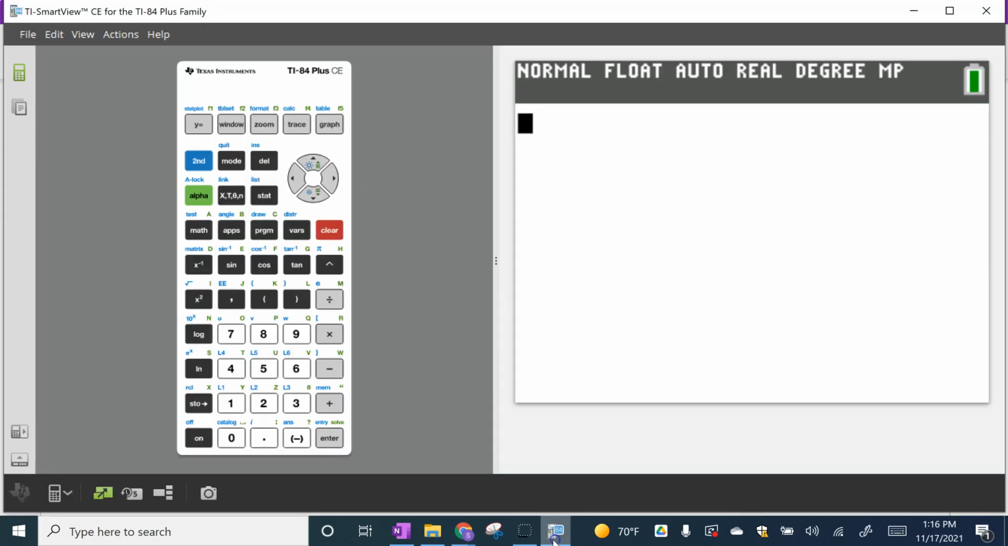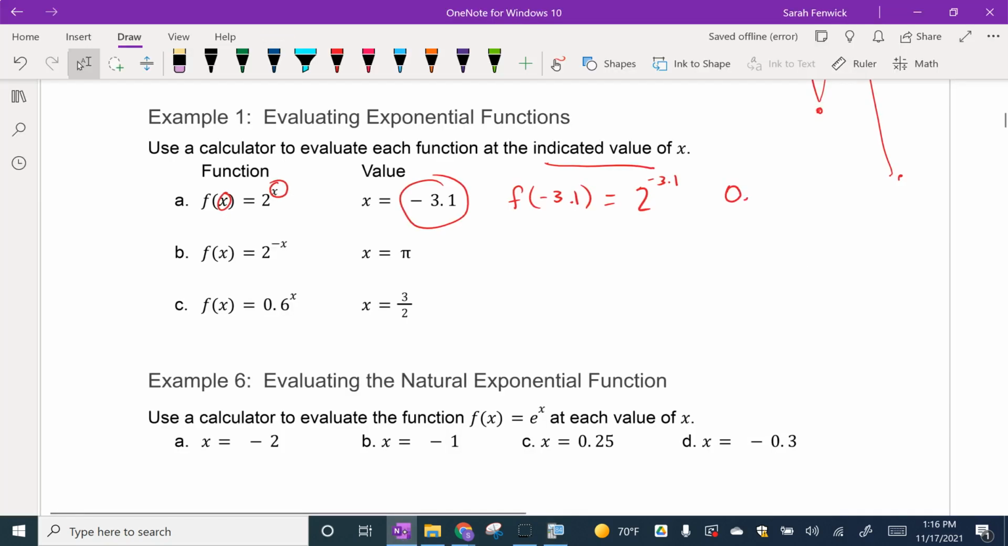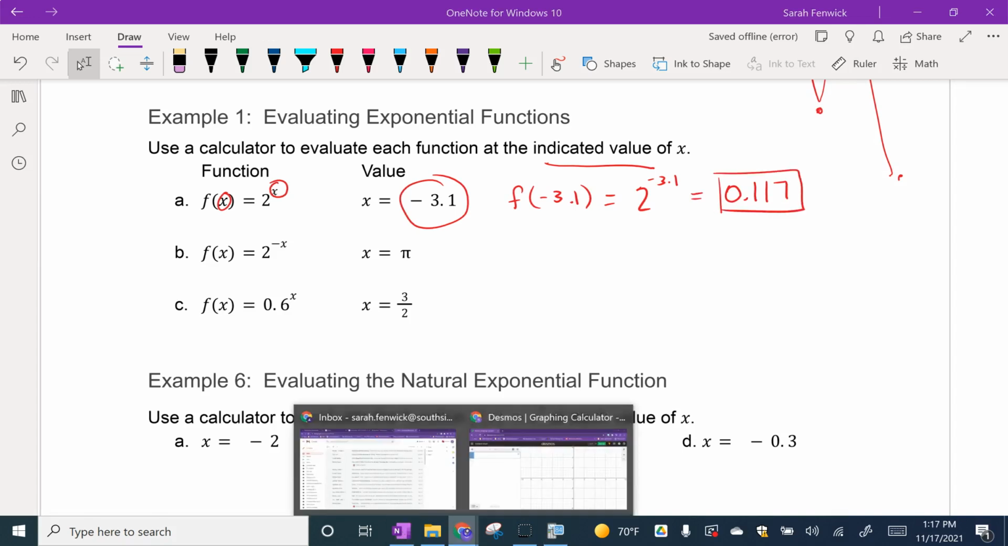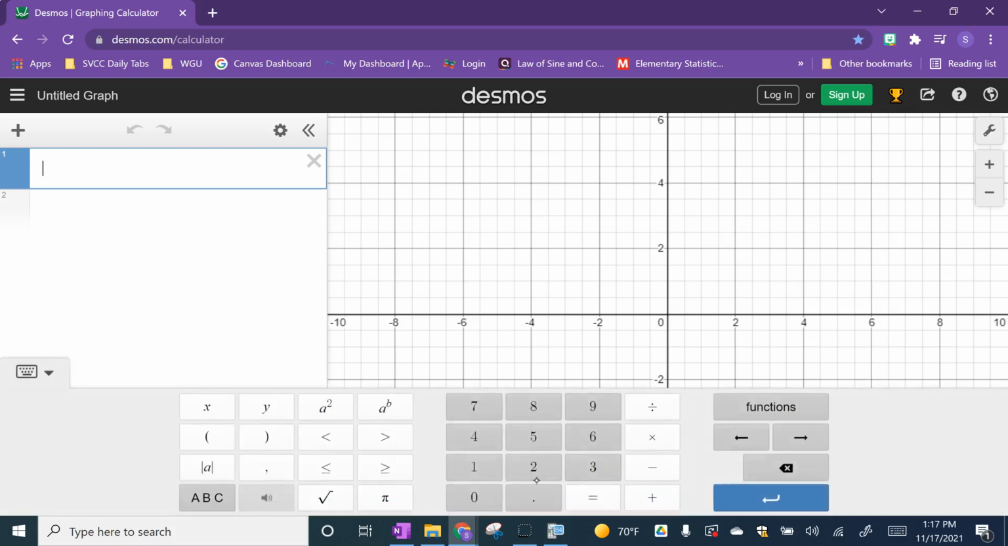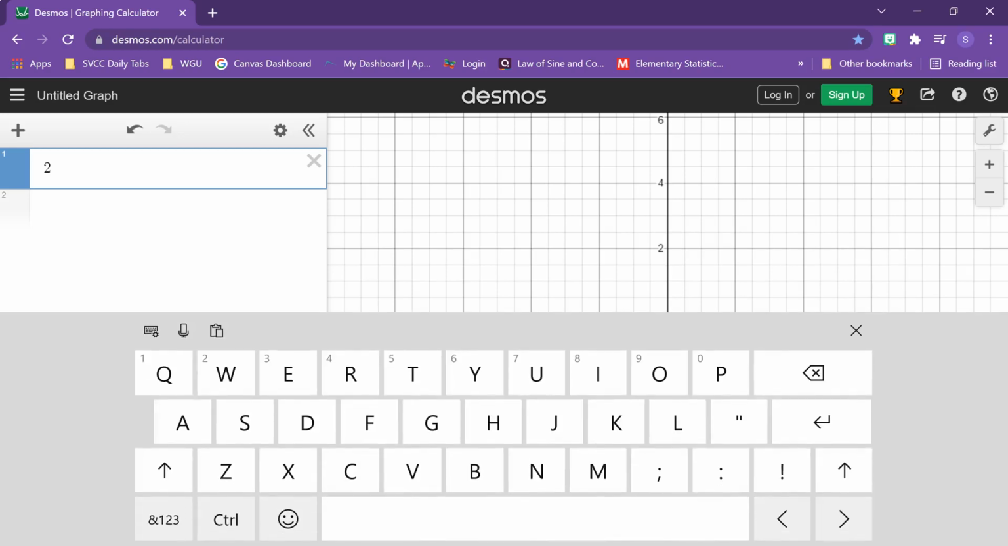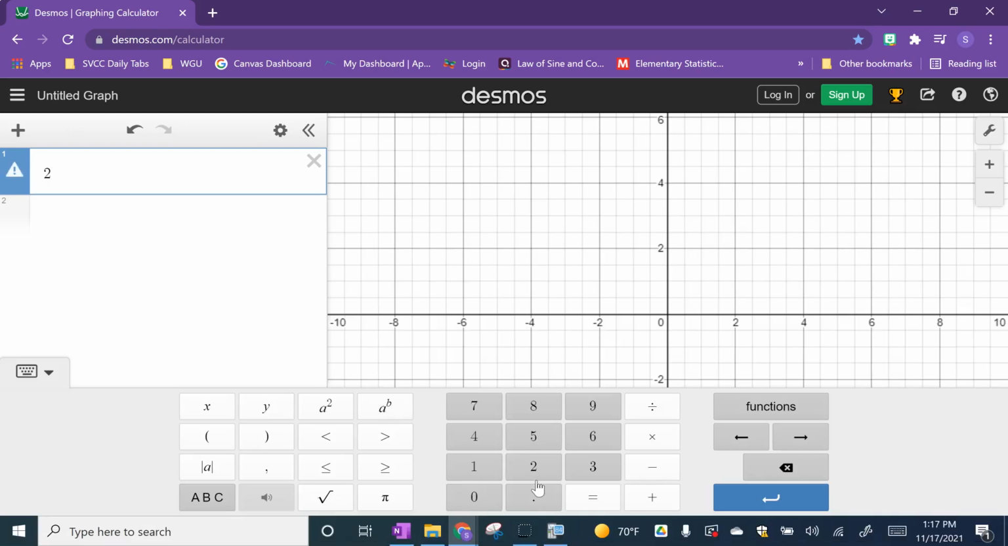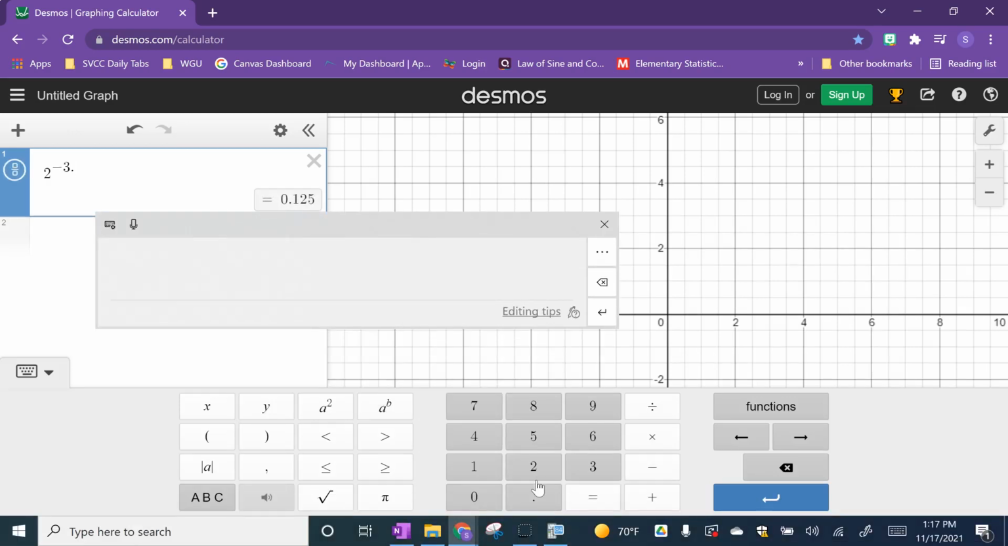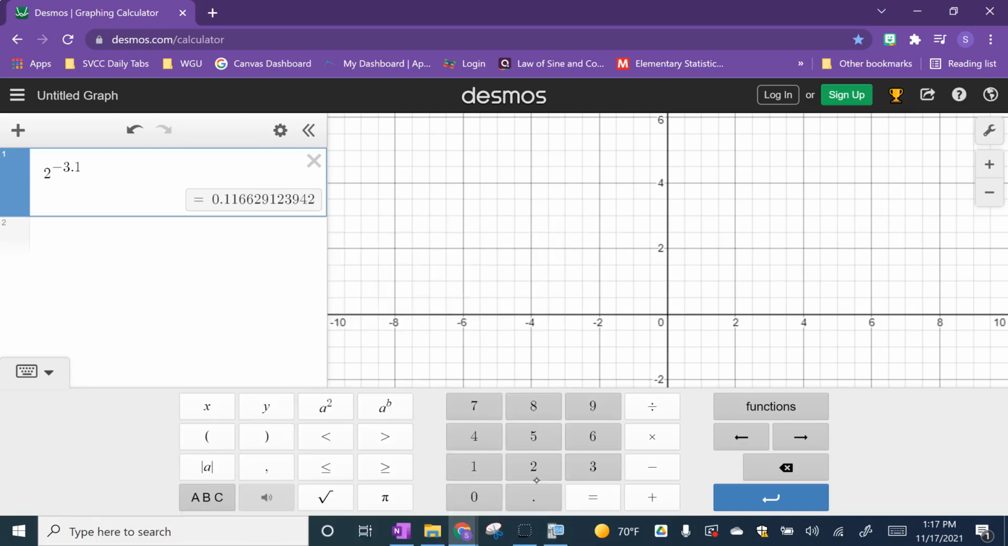Looking at this in our TI calculators, we would push 2, use the little exponent or the caret button, and then I think it was negative 3.1. We're going to round to 3 decimal places for the whole section unless we're told otherwise. So 0.117. 0.117 is what this is equal to. I could also do this on Desmos. 2 raised to the, sorry about that, negative 3.1 power. Gives you the same answer.